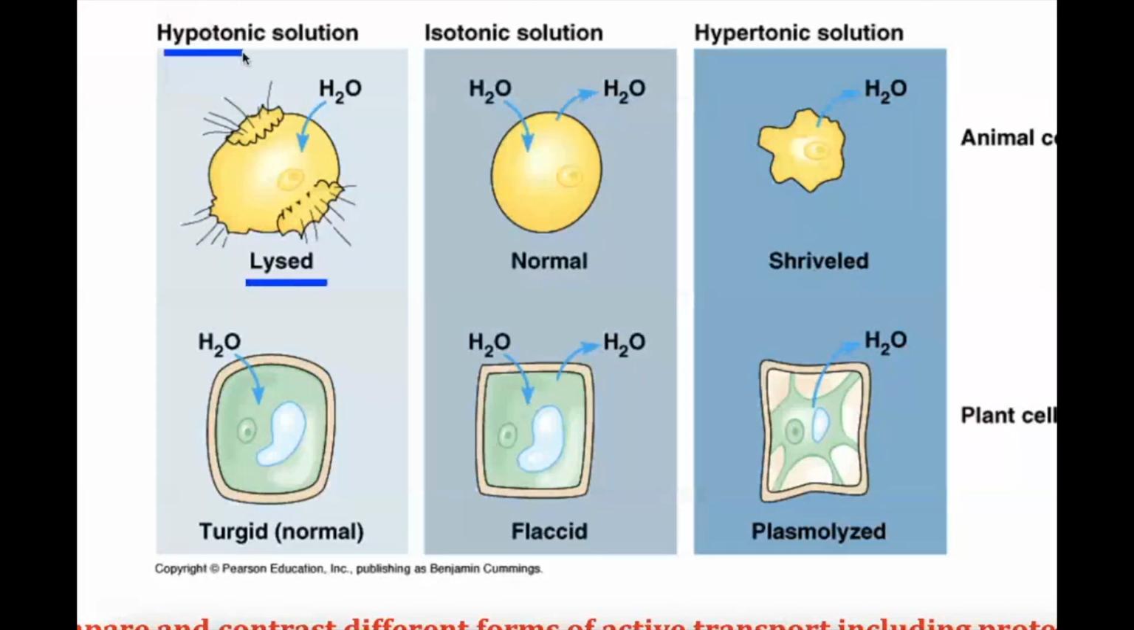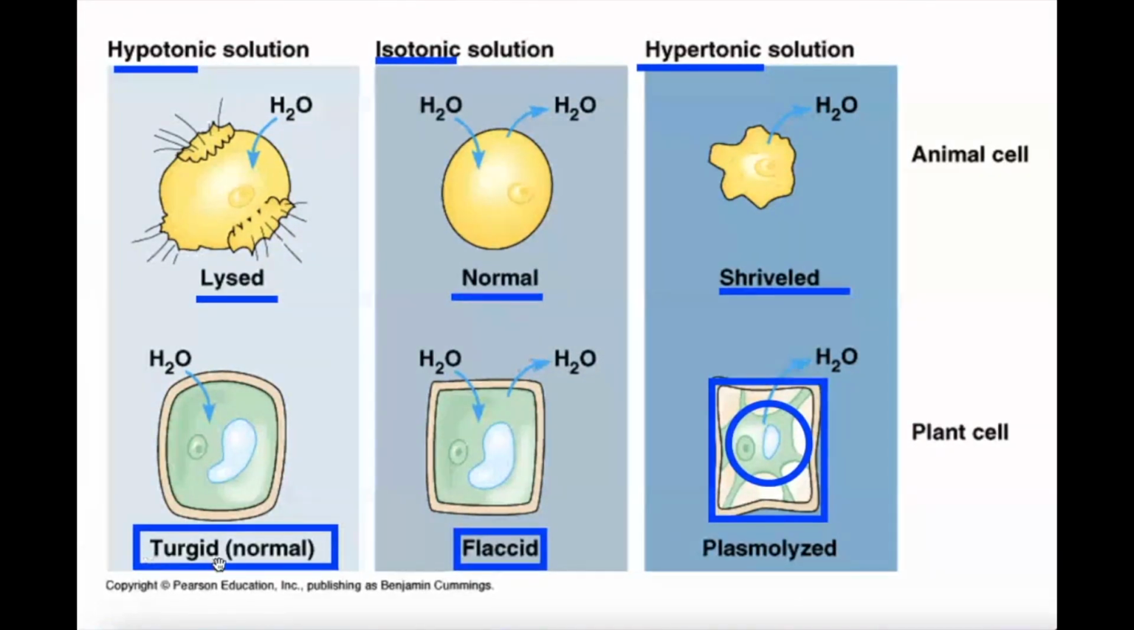So this is hypotonic. The cell is normal, so this is isotonic. The cell is shrinking, shriveled, and this is hypotonic. Plant cells become turgid. Yes, okay. The plant cells become turgid.